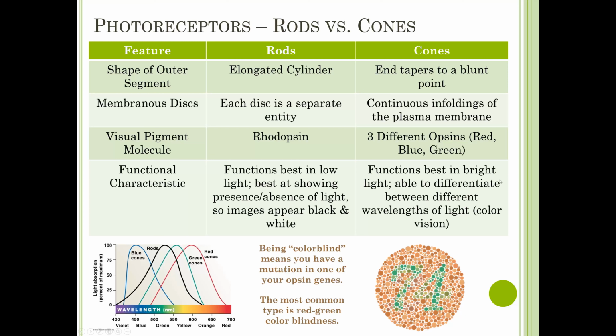Cones function best in bright light, so like the middle of the day, bright sun, and they allow us to differentiate between different wavelengths of color and provide us with our color vision.